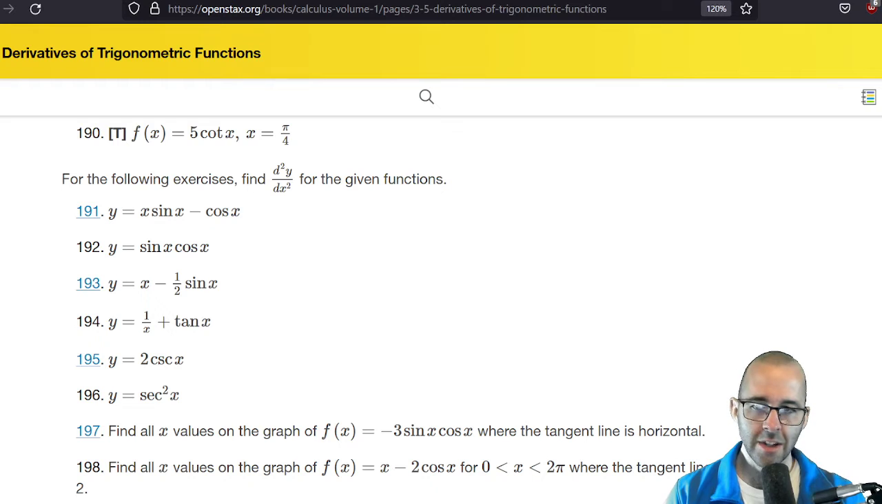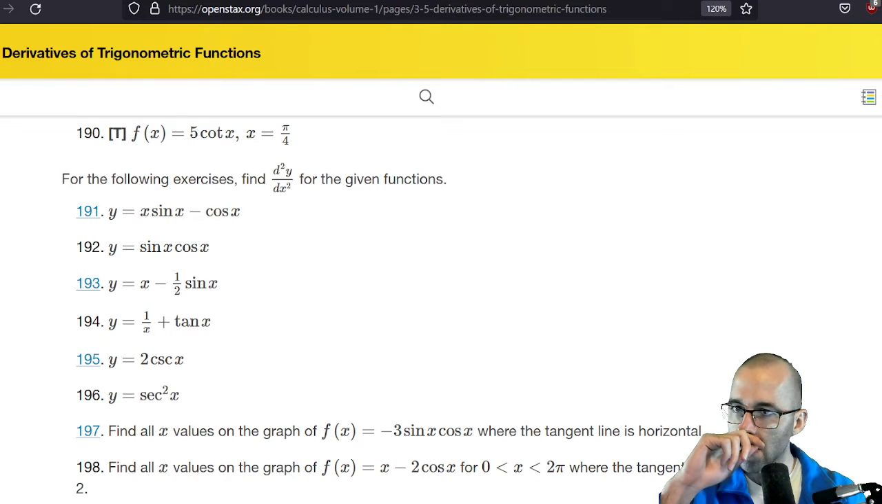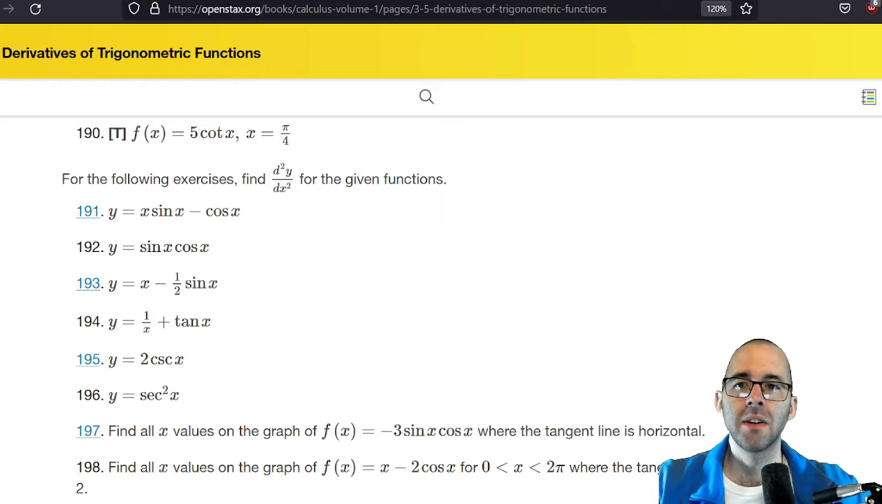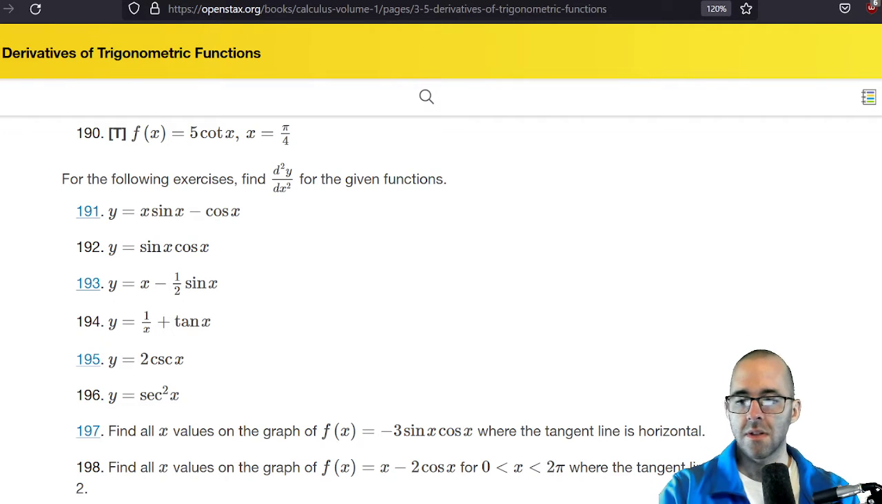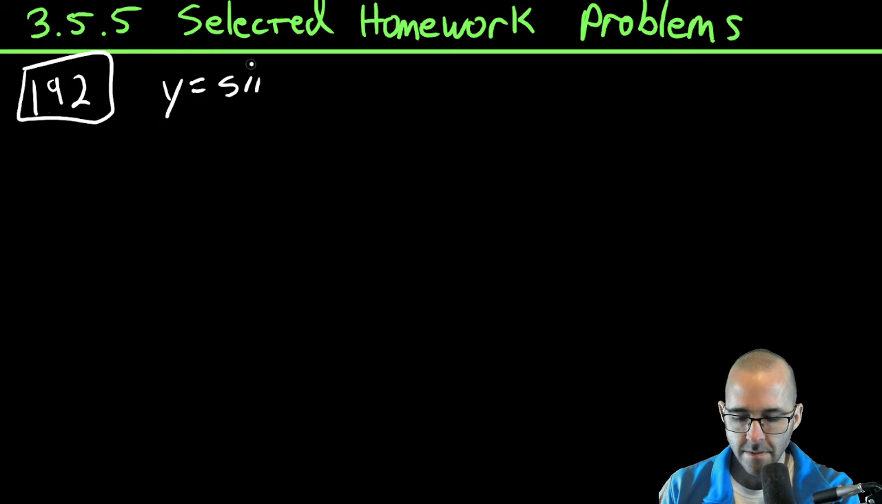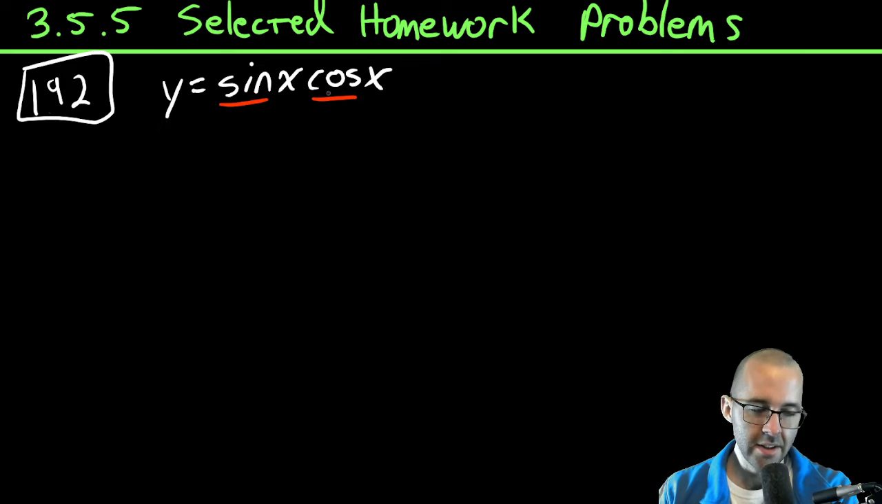Find the second derivative. We're looking at 192. Find the second derivative. Remember, we can write the second derivative in that form for the given functions. Y equals sine of x times cosine of x. So to find the first derivative, well, to find the second derivative, we need the first derivative.